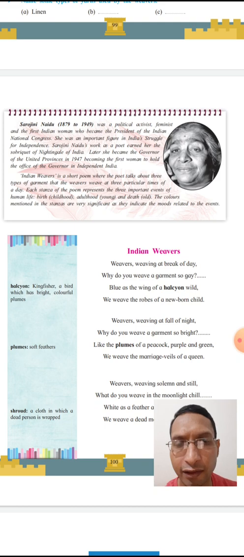She has written this poem, Indian Weavers, which is a short poem where the poet talks about the types of garments that the weavers weave at three particular times of the day, that is, in the morning, in the afternoon, and in the evening.